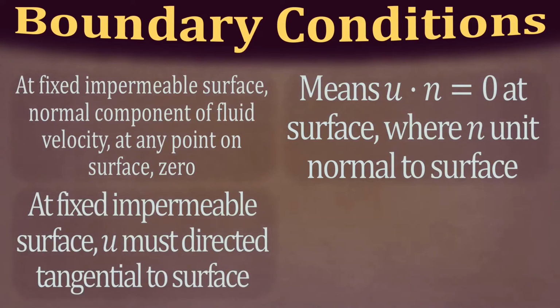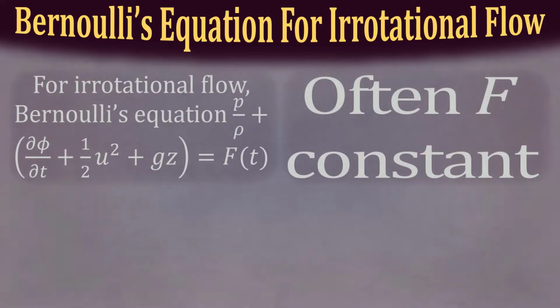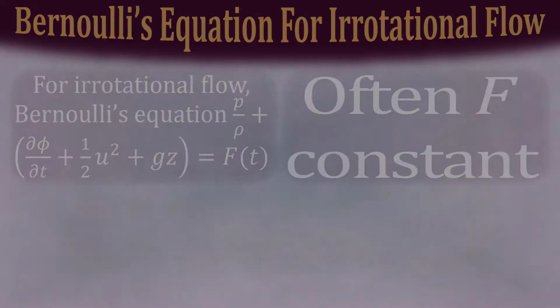Next, let's discuss Bernoulli's equation for irrotational flows. For an irrotational flow, Bernoulli's equation is that p over ρ plus the partial derivative of φ with respect to t plus a half u squared plus gz is equal to f of t, where the function f is often a constant. Next, let's consider Bernoulli's equation for a steady flow.